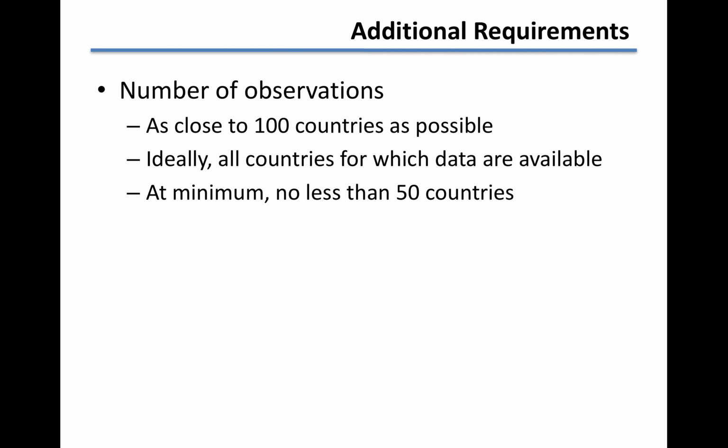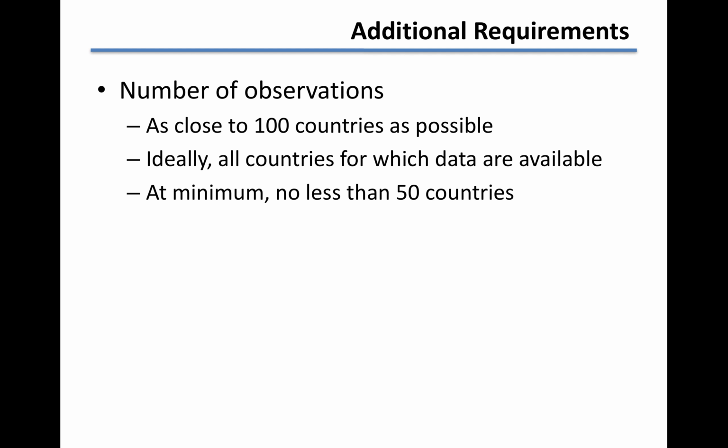Some additional requirements. What really distinguishes quantitative analysis from qualitative analysis is the number of observations, the number of cases. Qualitative analysis is small n, a small number of cases, whereas quantitative analysis is large n, a large number of cases. For our purposes, we want as close to 100 countries as possible. Ideally, we want to include all countries for which data are available, but at a minimum, we want no less than 50 countries. Once we get to 50 or below, that's really when the types of analyses we'll be doing lose their ability to give us interesting findings.